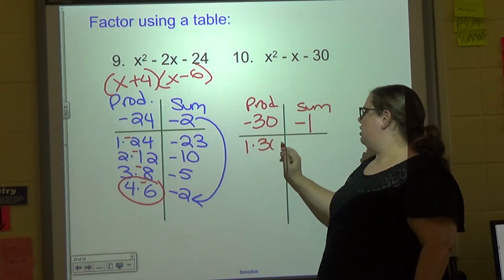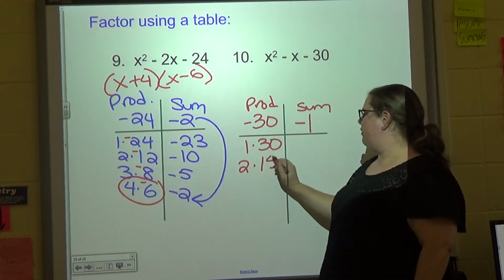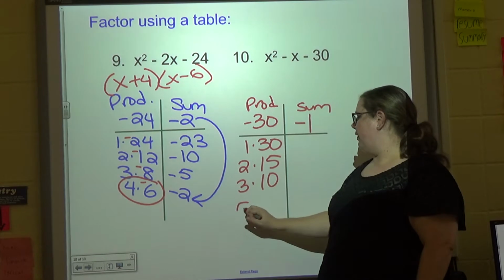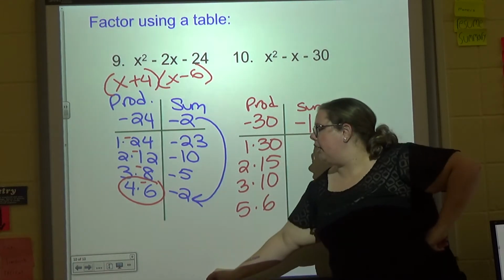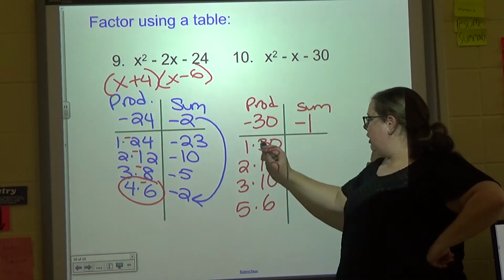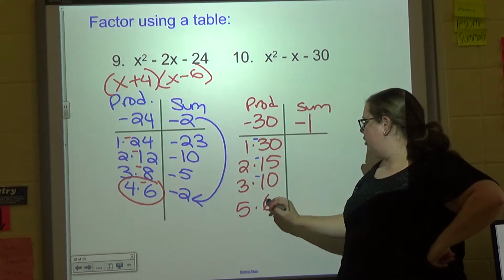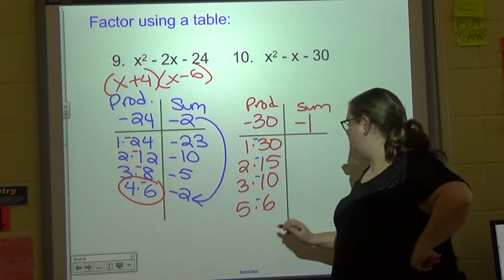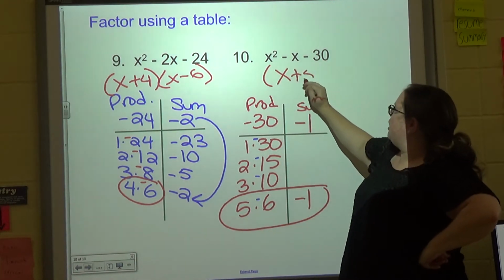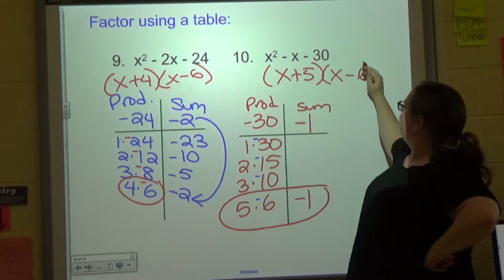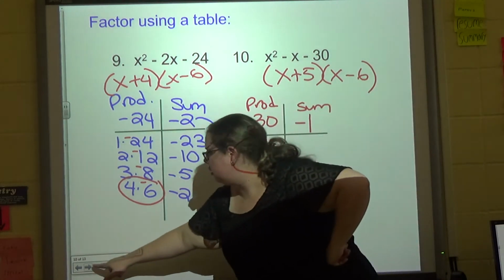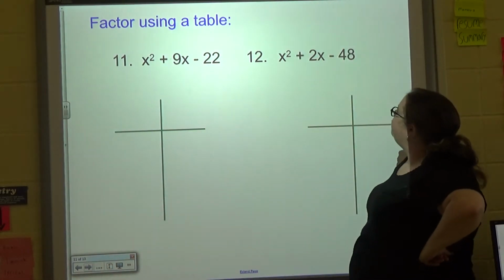Okay. Just as before, 2 times 15, 3 times 10. Does 4 go into 30? No. 5 and 6. And then again, think about, if we're going to a negative number, the bigger number needs to be negative. So I'm making my bigger number negative. And which ones are going to give me negative 1? Right here. x plus 5, x minus 6. And that's factoring where we have two negatives. Hopefully we're almost done. Alright.